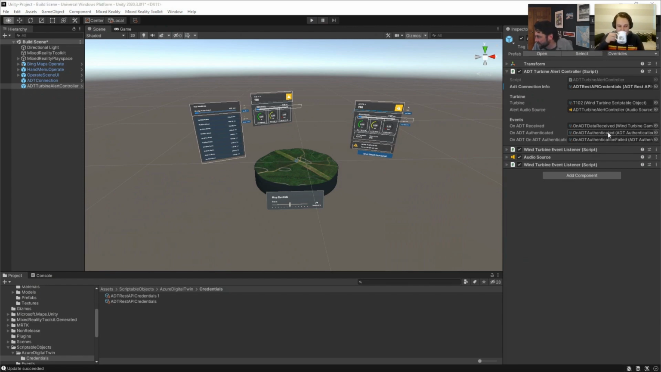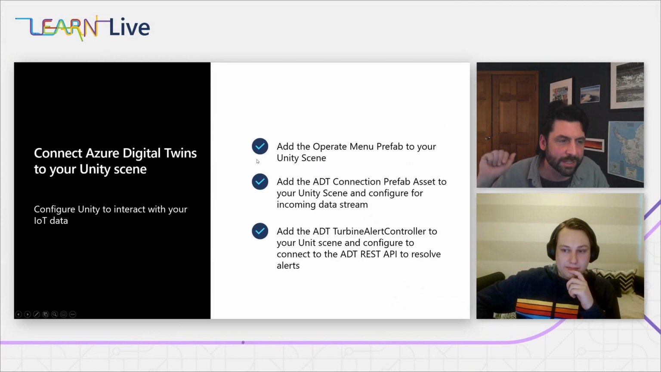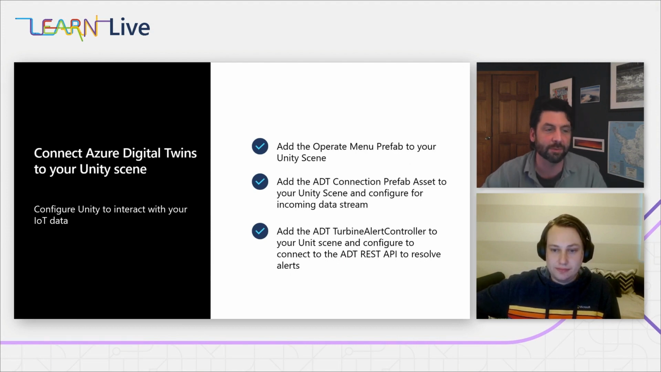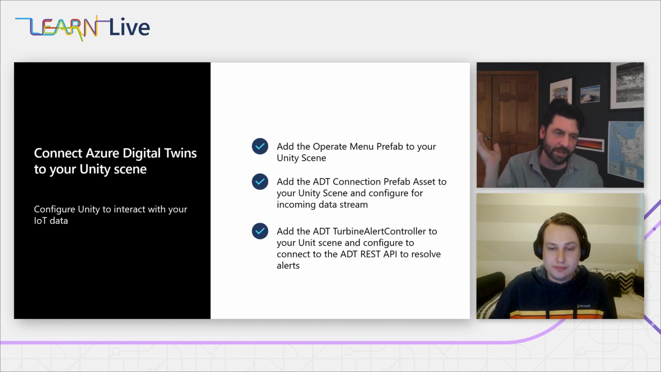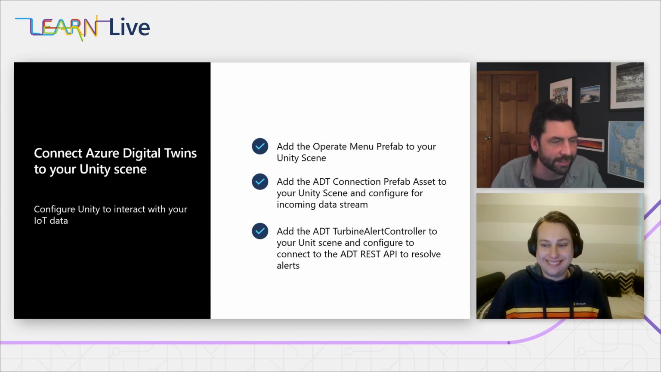Let's see. So what we just did was we added the operator menu prefab to our Unity scene. We added the ADT connection prefab asset to our Unity scene and configured it for incoming data. Did the same thing for ADT turbine alert controller. We also loaded in Bing Maps. We also played around with that and got a little sidetracked, but that's totally fine.